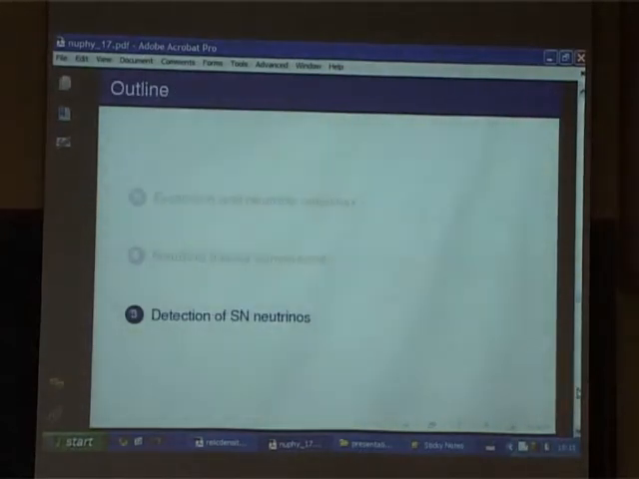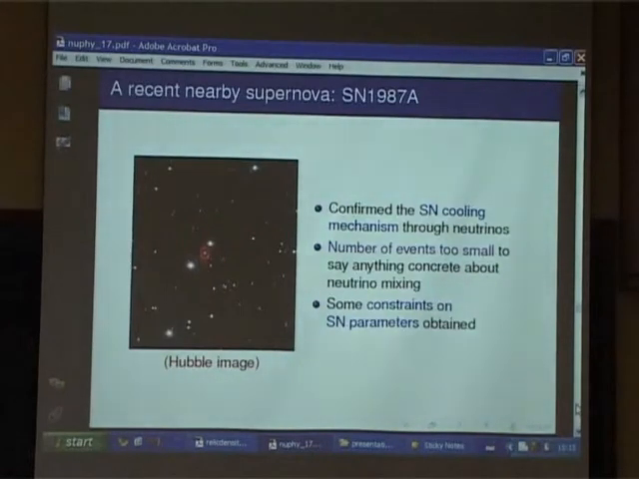So now we come to detection. How will we detect, what will we detect, and what do we want to detect? Till now, we have seen only one supernova neutrino burst, in 1987, on the 23rd of February. The number of events that we got at that time was very small, about 20, because we did not have a Super-Kamiokande, we only had a small Kamiokande.